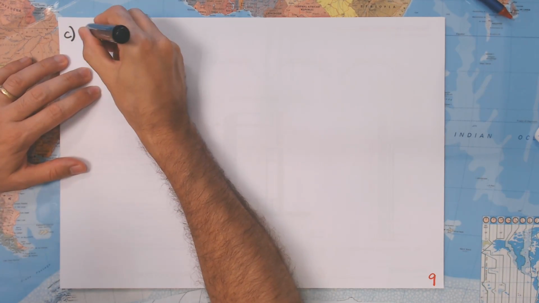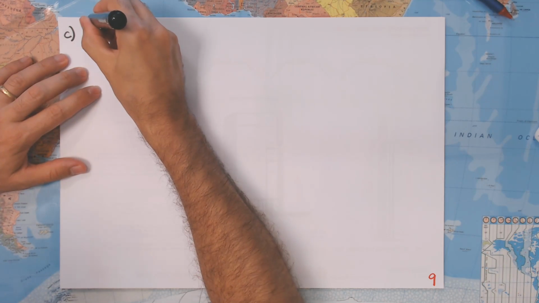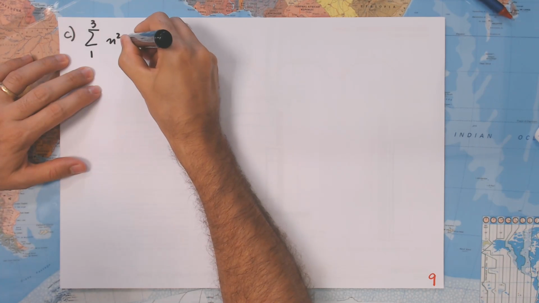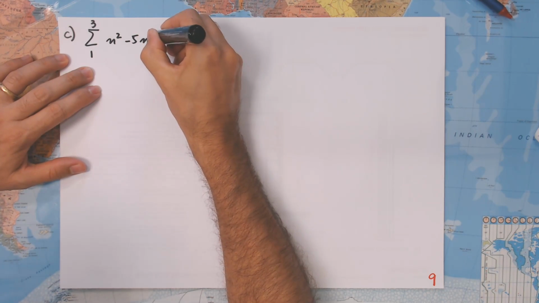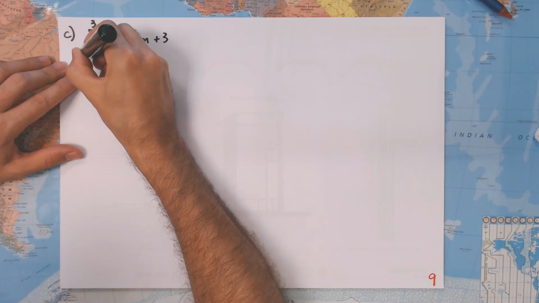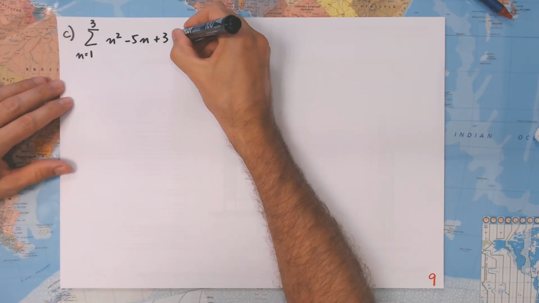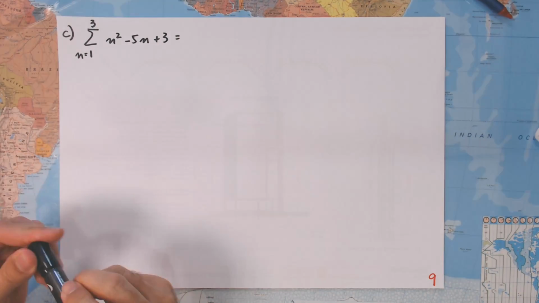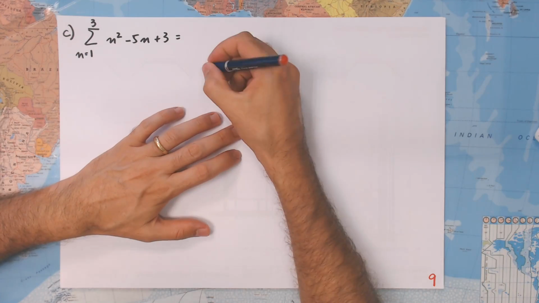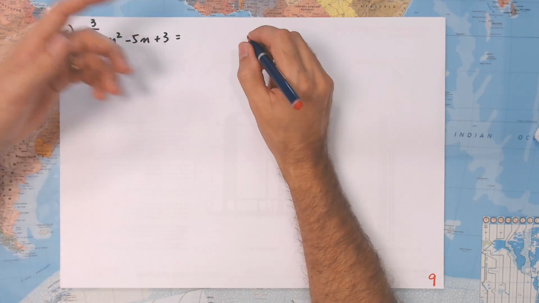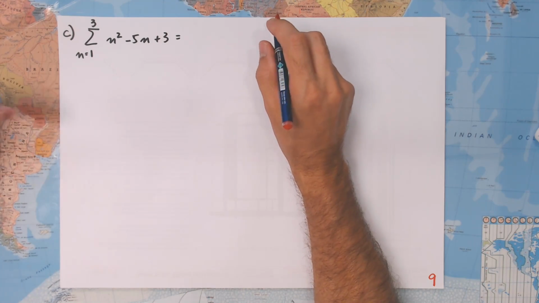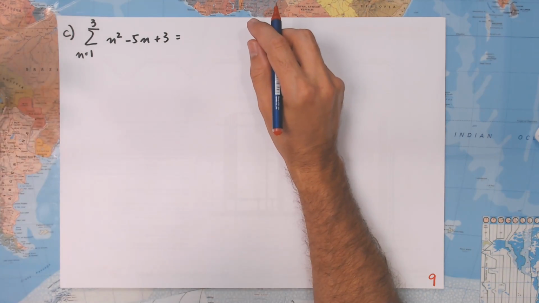Now, if I just give you this, the sum from 1 to 3 of n squared minus 5n plus 3. Of course, I didn't write it, but this is n equals 1. And I just want to know the answer. Please pause the video, take your pen or pencil, and write it down. That's why I'm just making it from 1 to 3. It's very simple practice. I know it's simple, or maybe not, but that's not the issue.